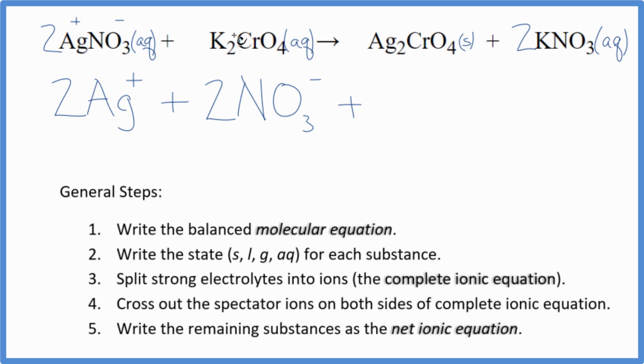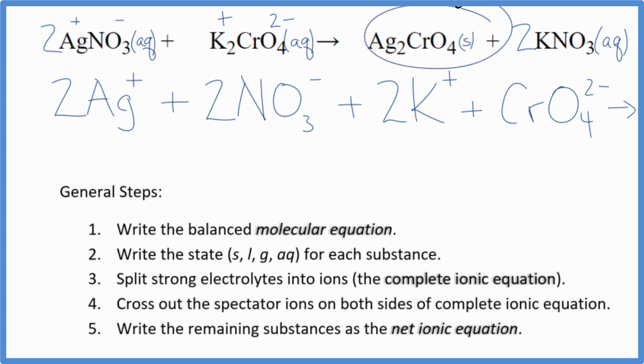For potassium, that's in group 1. It'll have a 1+ ionic charge, and the chromate ion, the whole thing, 2-. So I have two potassium ions, and then I have the chromate ion, the CrO4. And those are the reactants in our complete ionic equation.